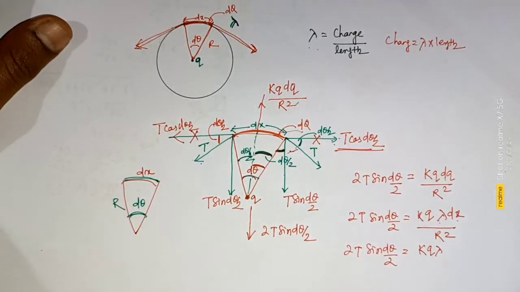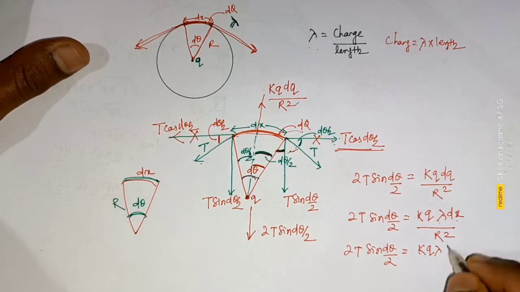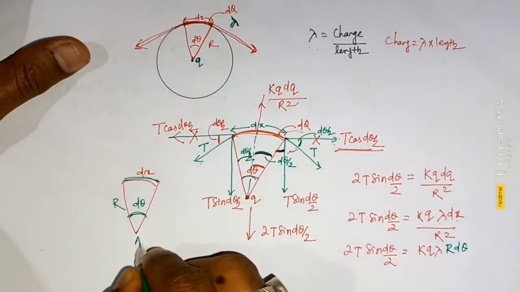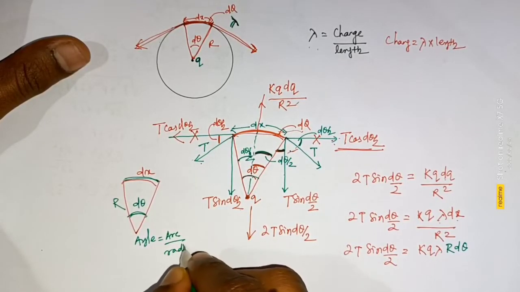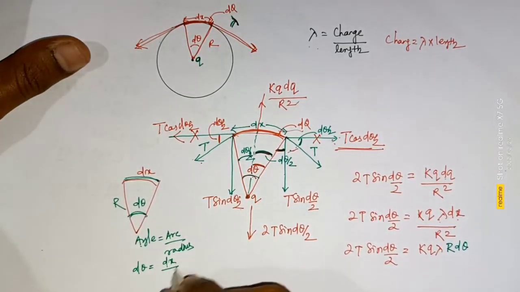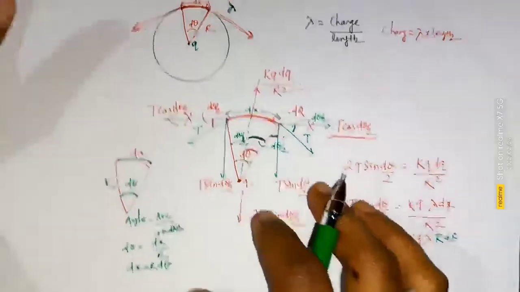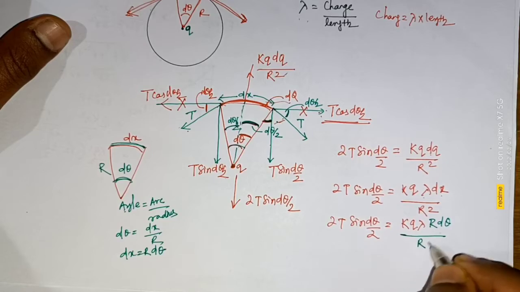So dx can be written as r dθ, because angle equals arc upon radius. So angle dθ equals arc, which is dx, upon r. So dx equals r dθ. So I will substitute here r dθ upon r². I hope the scenario is clear to everyone.